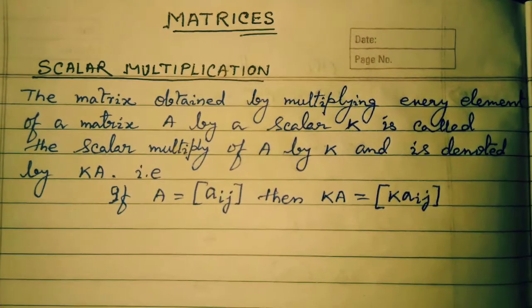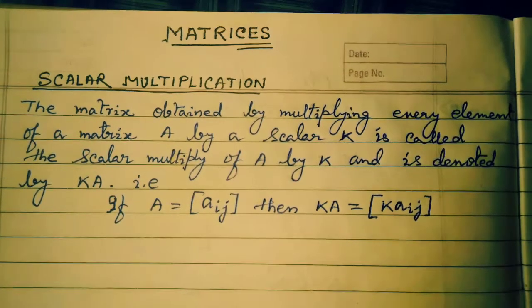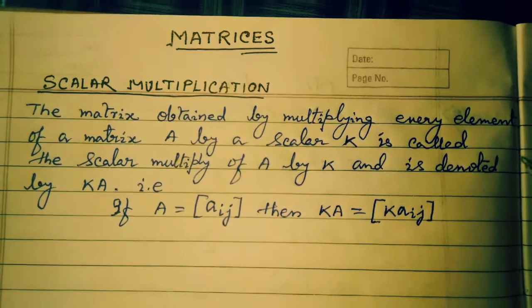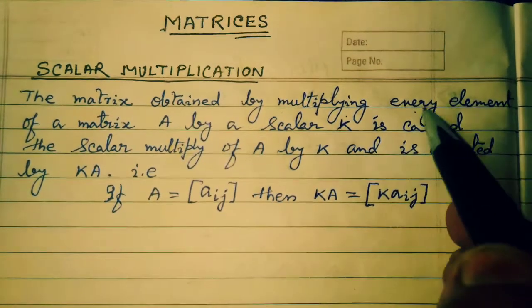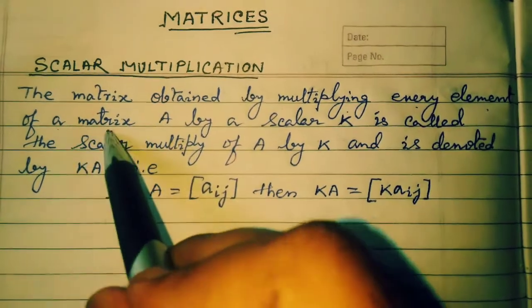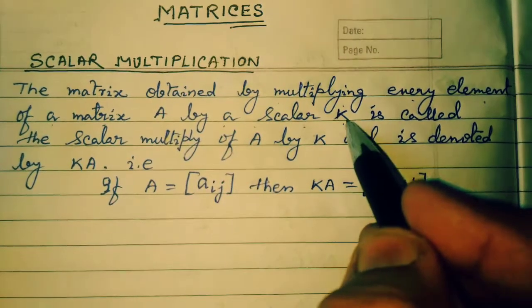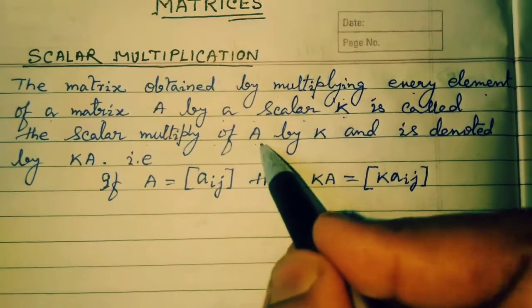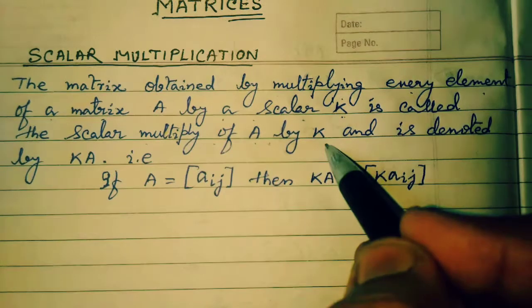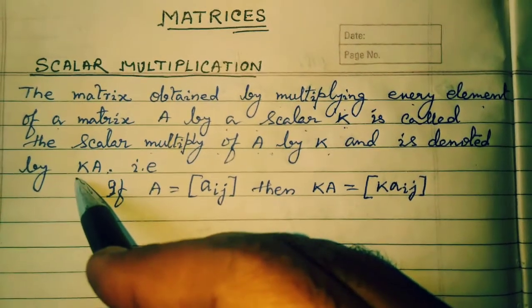Here we'll talk about scalar multiplication of matrices. So what is scalar multiplication? Let's follow over here. The matrix obtained by multiplying every element of a matrix A by a scalar K is called the scalar multiple of matrix A by K, and it is denoted by K times A. So K is a scalar and A is a matrix.